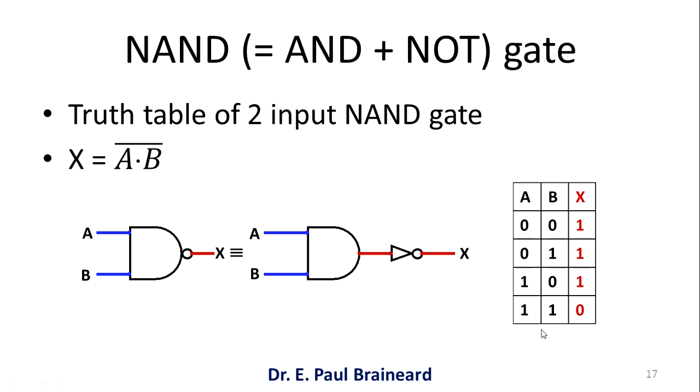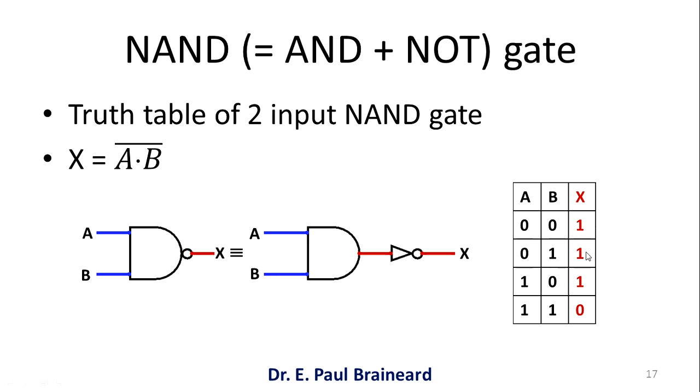To get the output of NAND gate, we have to invert this output, which is nothing but logic low. For all the other input combinations, the output is at logic high.